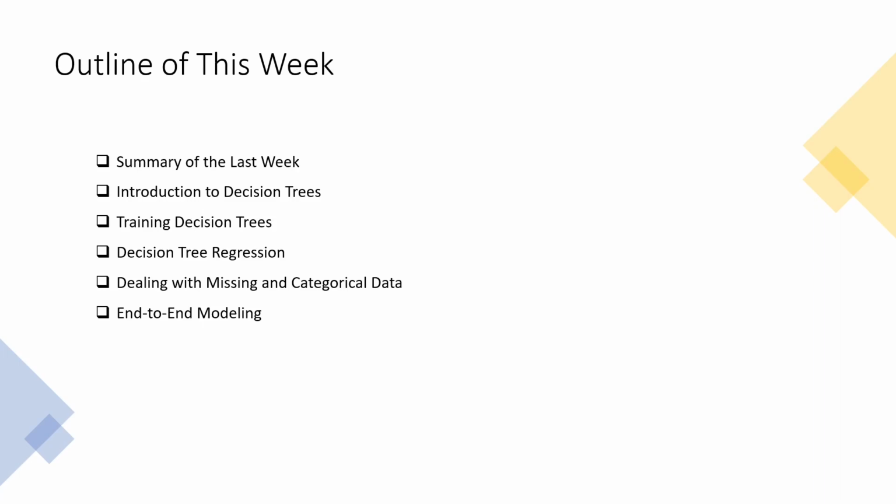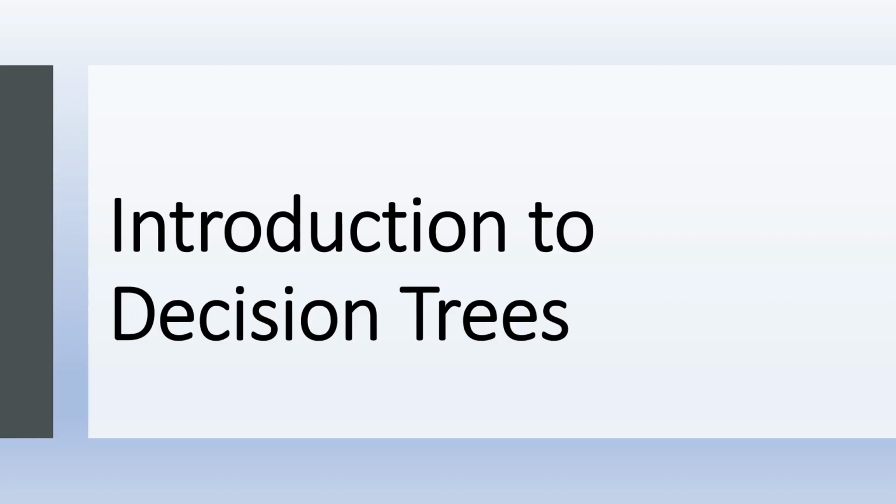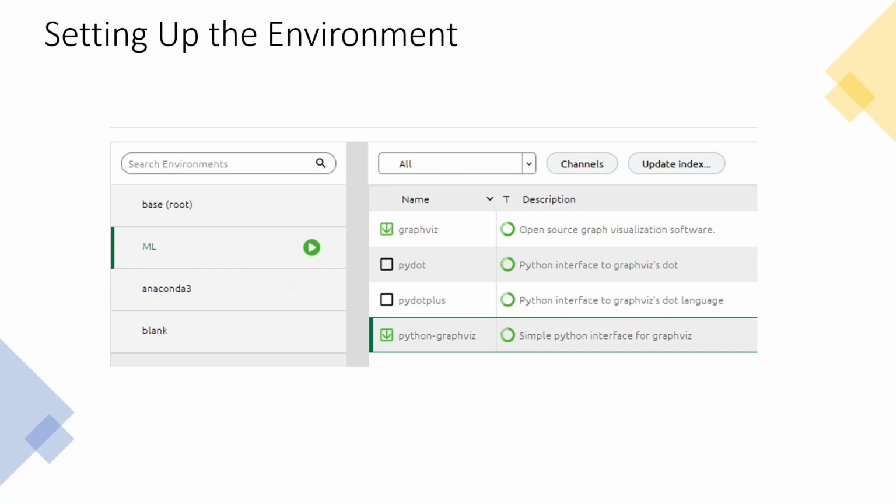Now let's start with the introduction to decision trees. Let's see what a decision tree is. But before doing that, you need to install GraphViz on your virtual environment. If you don't remember how to install a library on your virtual environment, please revisit week 2. There you have an explanation on how to install Anaconda and how to install libraries on Anaconda. We will be using GraphViz in order to visualize our decision trees.